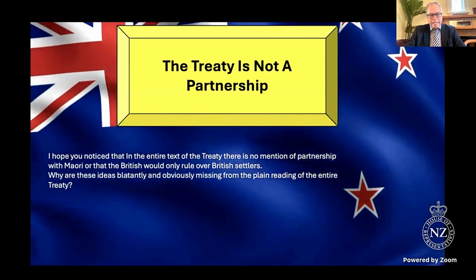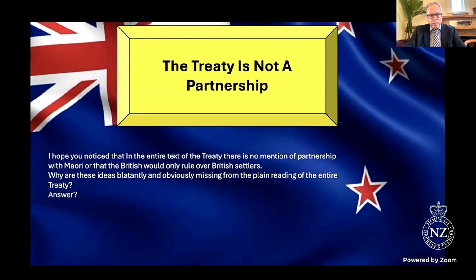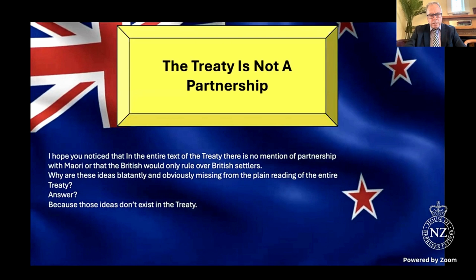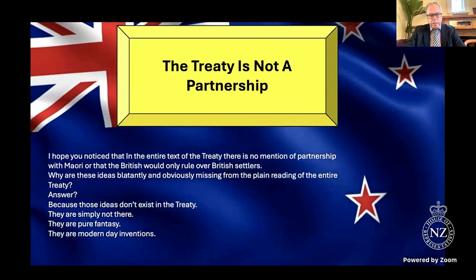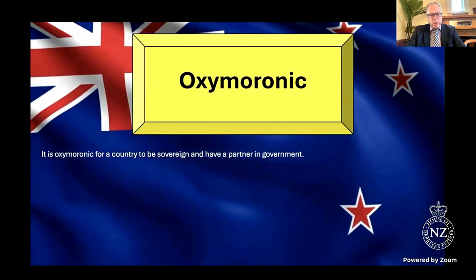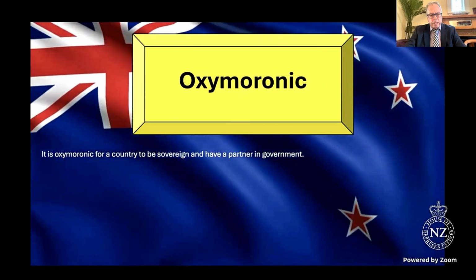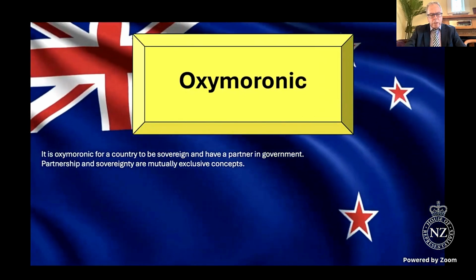Why are these ideas blatantly and obviously missing from the plain reading of the entire treaty? Answer: because those ideas don't exist in the treaty. They're simply not there. They're pure fantasy. They are modern day inventions. It is oxymoronic for a country to be a sovereign and have a partner. Partnership and sovereignty are mutually exclusive concepts.